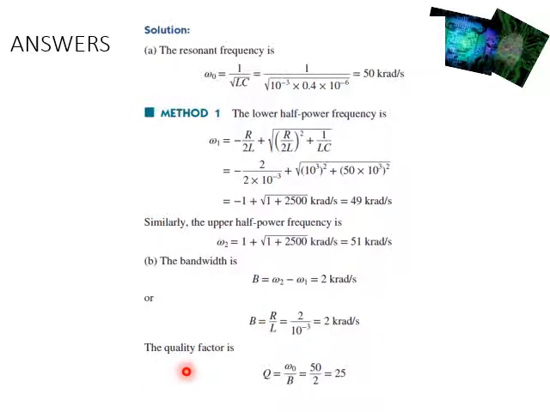Q, what is the value of Q? We can use the definition of the quality factor, which is resonant frequency over bandwidth, which is the resonant frequency 50 kiloradian and bandwidth also 2 kiloradian. So 50 over 2, the same unit, is 25. So Q is 25.